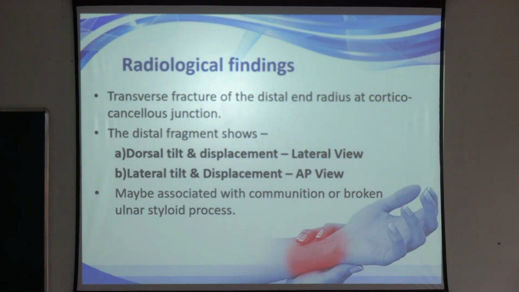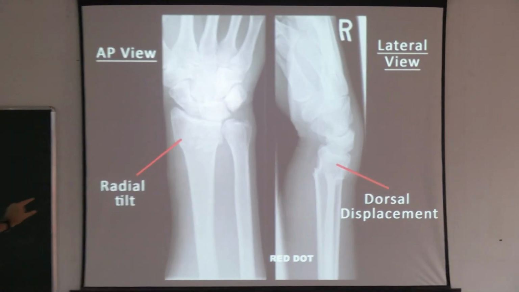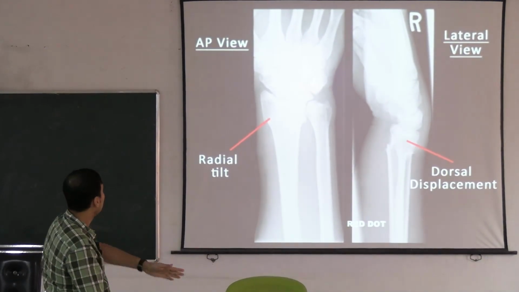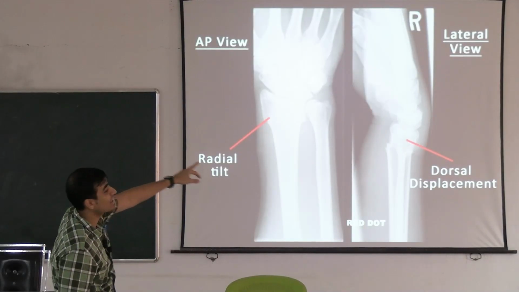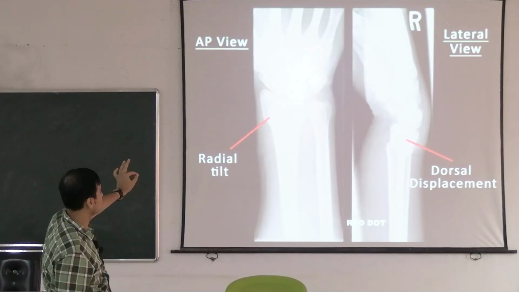Clear? So, this is the X-ray I was going to tell. This is the AP view, and this is the lateral view. In the AP view, can you appreciate the impaction? There is a fracture, but the radial styloid is still at a higher level than the ulnar styloid, although there is still a loss.